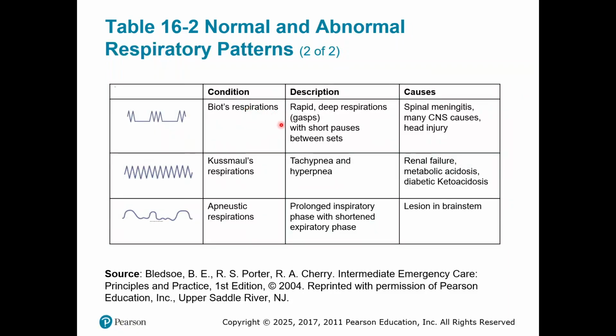Biot's respirations. This is someone that has that rapid, deep respiration with gasps, followed by short pauses between sets. And usually someone with a CNS problem, your strokes, right? Your CVAs, your closed head injuries, and your spinal meningitis patients sometimes can do this. Kussmaul respirations. These are folks that go with really fast rates. And we've got to think renal failure in these patients or diabetic ketoacidosis, some type of metabolic problem.